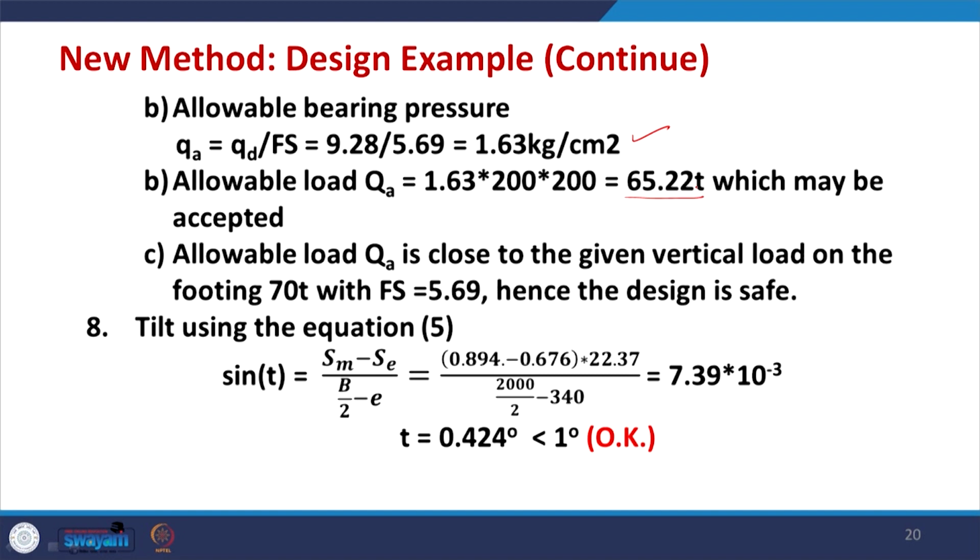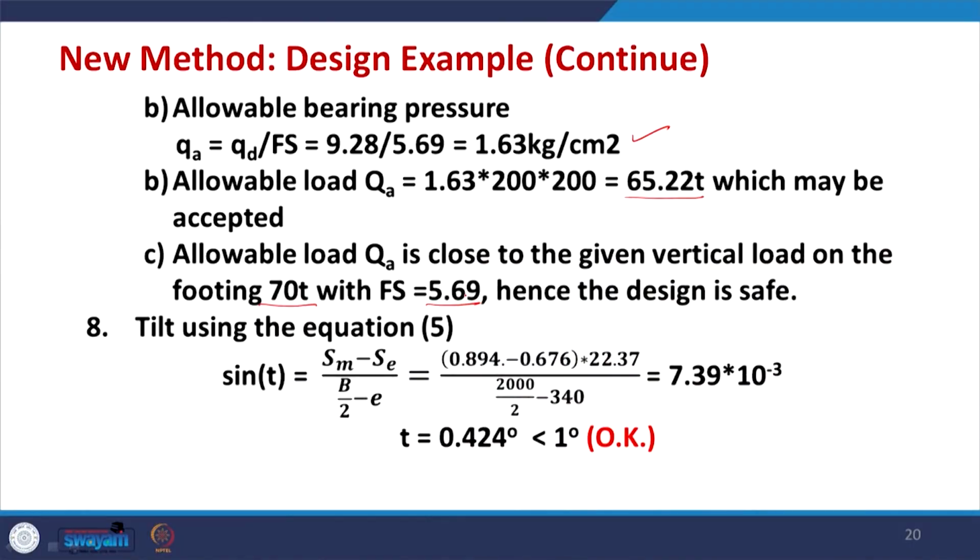Though this load of 65.22 ton is less than the required 70 ton, it is coming with a factor of safety of 5.69. If I decrease the factor of safety to 5, then this allowable load QA will increase, and certainly it will be more than 70 ton. So, that you can check.